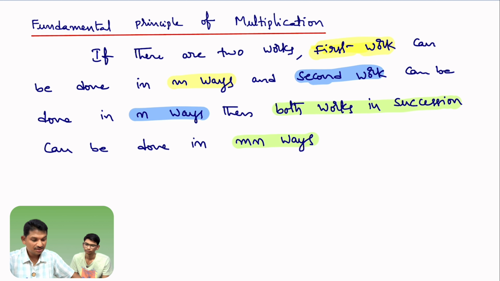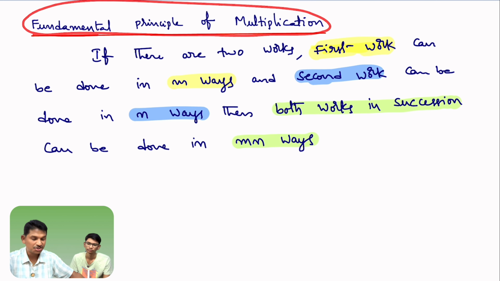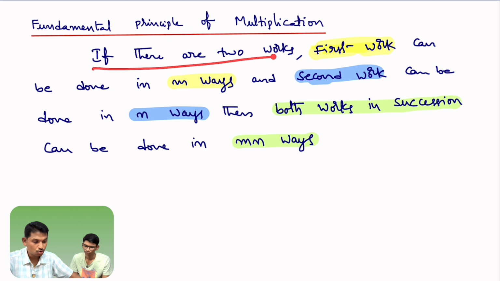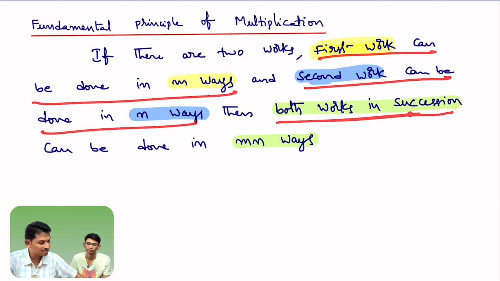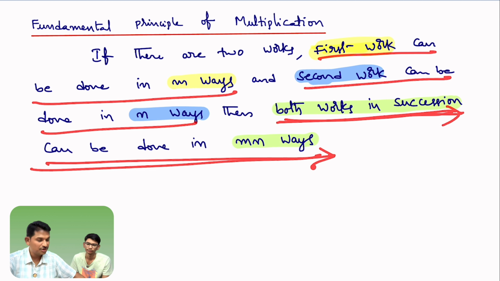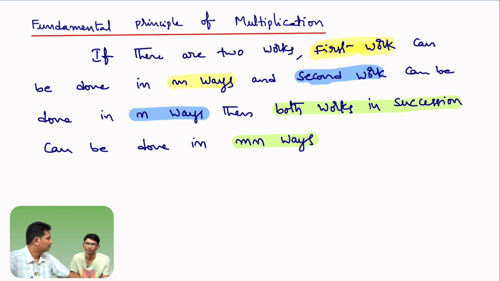So, this is the fundamental principle of multiplication. If there are 2 works, the first work can be done in m ways, the second work can be done in n ways, then both works in succession can be done in m into n ways. Succession means one after another. This is known as the fundamental principle of multiplication. We'll try to understand this with one more example.